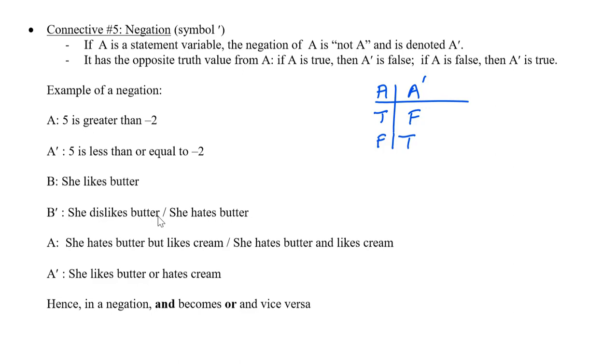She hates butter but likes cream. Every time you have this but, think about it as an and. Or however, it's and. So as you see, and becomes or for the negation. We're going to get into this in detail. But so, she hates butter but likes cream. The negation would be she likes butter or hates cream. So hence in negation, and becomes or and vice versa.